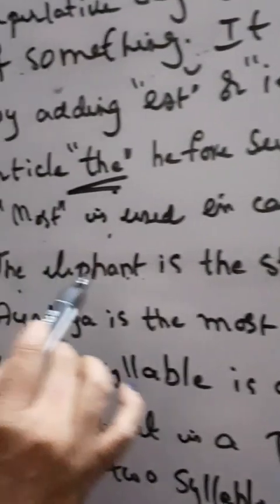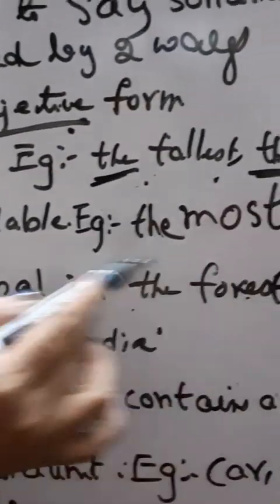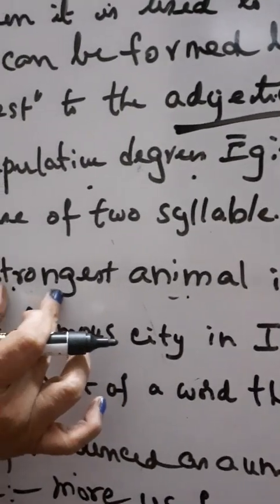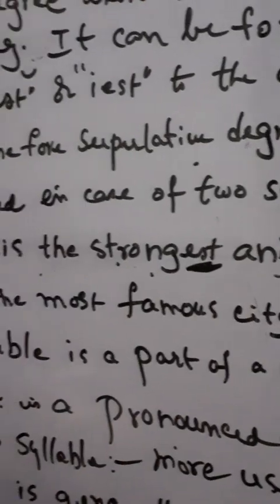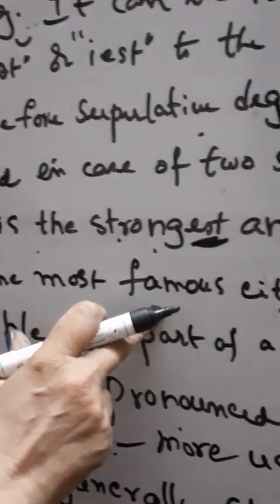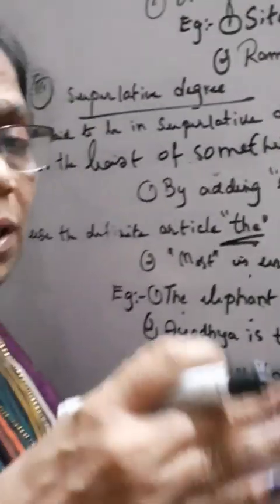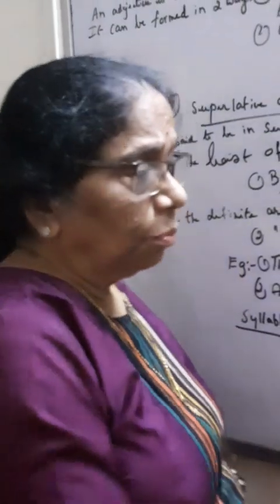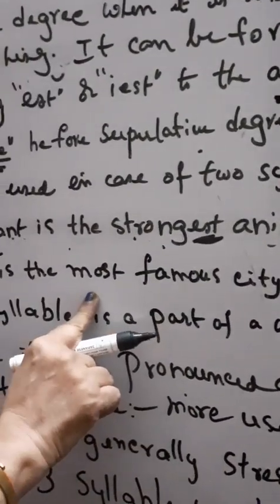Now see, the elephant is the strongest animal in the forest. Strong, one syllable. Therefore, we use here est. But Ayodhya is the most famous city in India. We don't say famouser, famousest, because it is two syllable. That is why we say most.